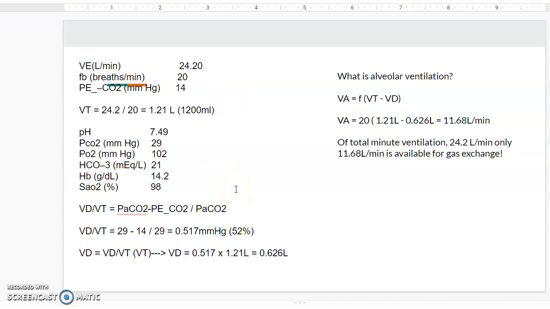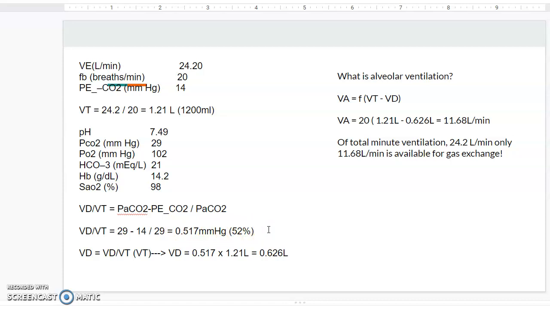Okay, so now we can calculate out our dead space because we have our tidal volume and we have our exhaled CO2. So let's do some math. Our VD-VT ratio calculation is PaCO2 minus PeCO2, divided by PaCO2. So plug in your numbers here. We have 29 minus 14 divided by 29. We end up with 0.517 or 52%. So his VD-VT ratio is 52%.